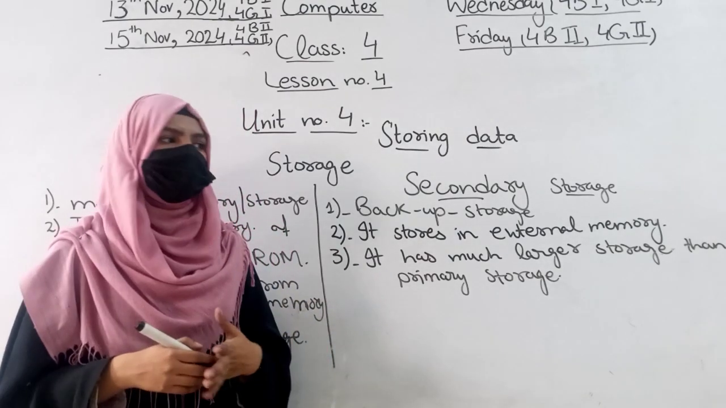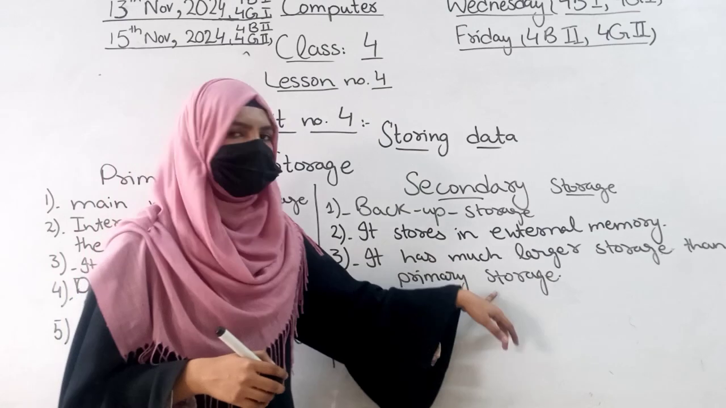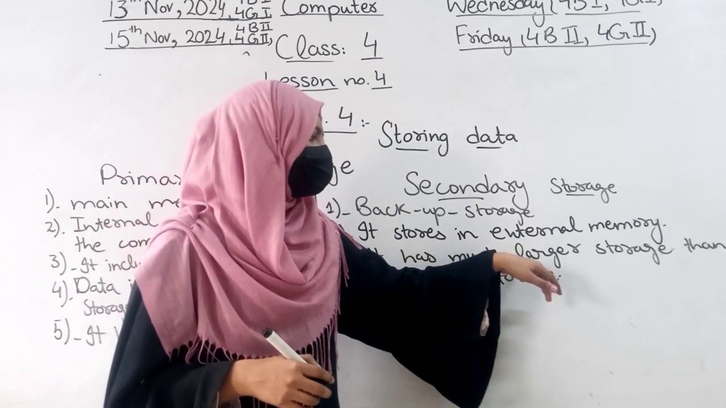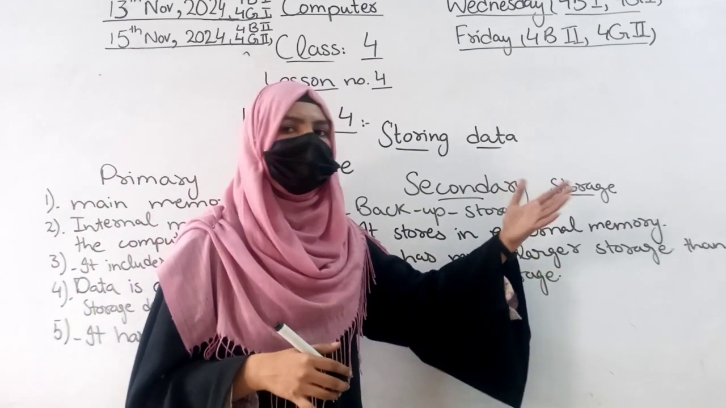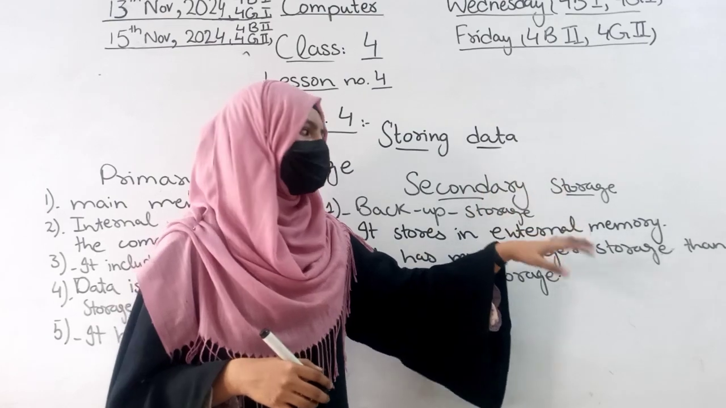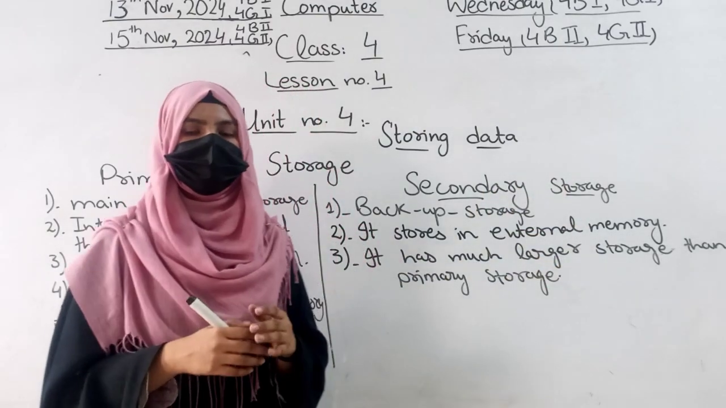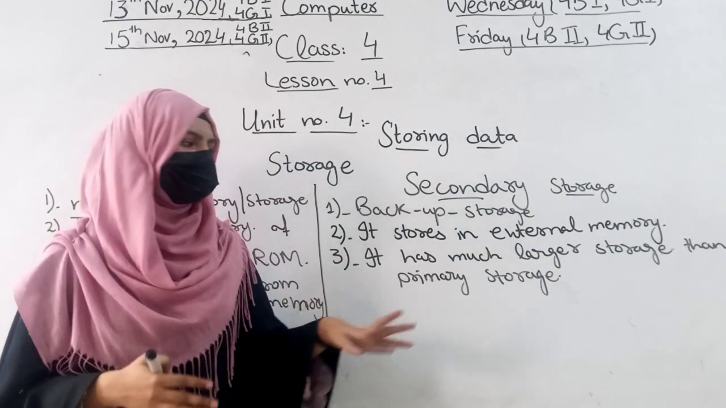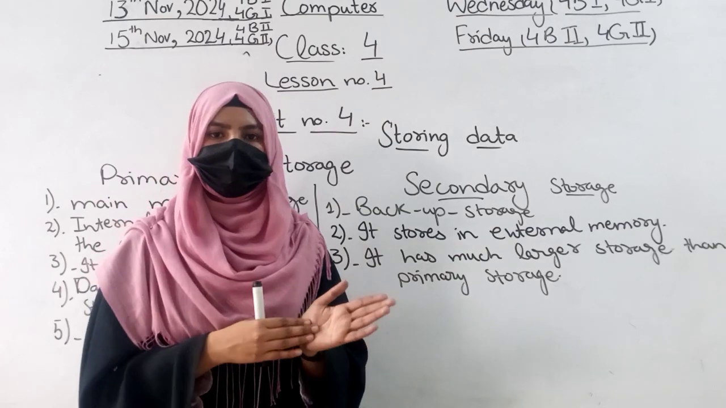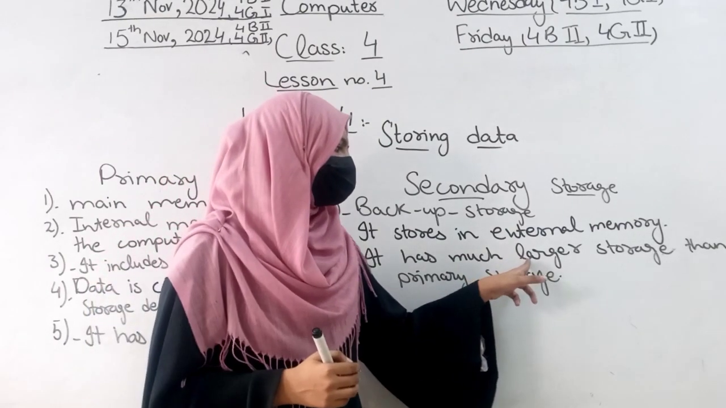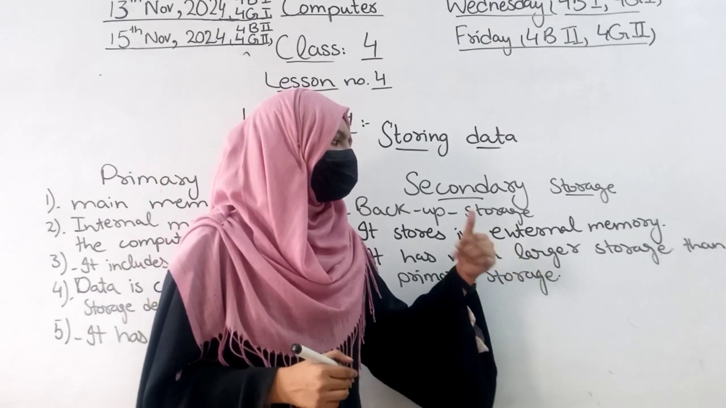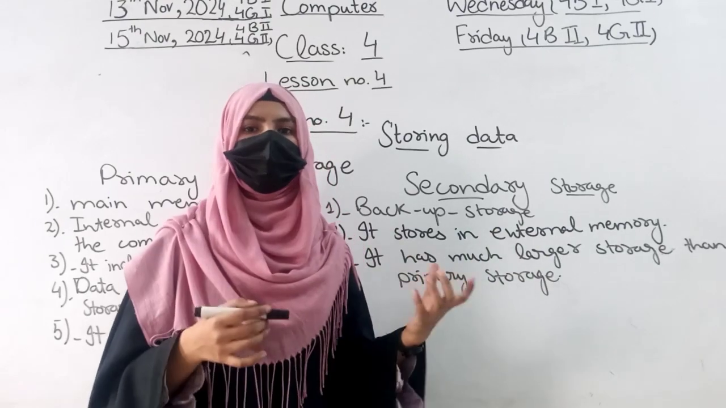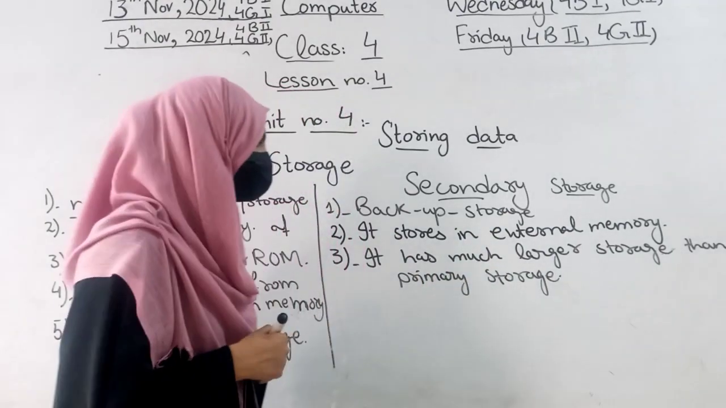If you can store 5 files in the primary storage, then you can store 10 or 20 or 50 files in the secondary storage. So this is the difference: primary storage has a specific limit, and you can store larger data, more data, in the secondary storage.